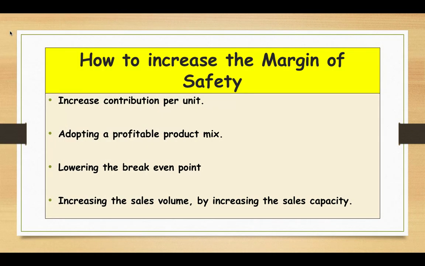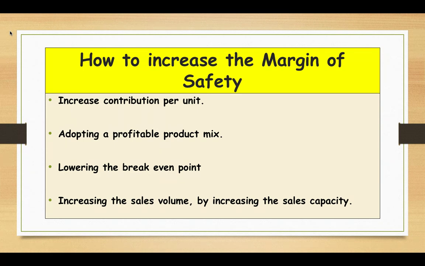So here we are going to see how to increase the margin of safety. The first one is to increase the contribution per unit. We all know contribution per unit is equal to selling price per unit, take away the variable cost per unit. So in order to increase the contribution per unit, companies can either increase their selling price per unit or they can lower the variable cost per unit of the product.